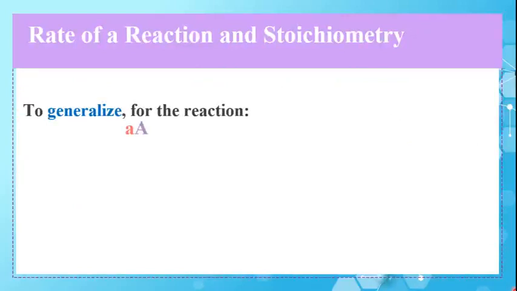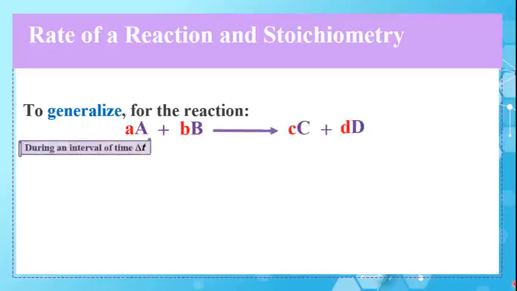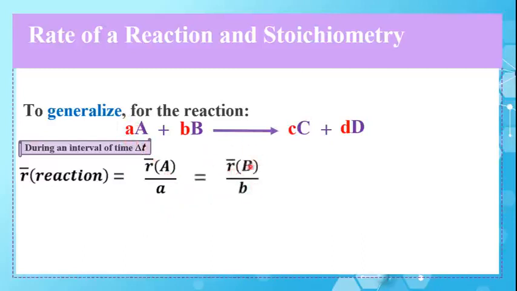So, for a reaction in which the reactants and the products have stoichiometric coefficients different than 1, during an interval of time delta T, the average rate of the reaction is equal to the average rate of disappearance of reactant A over the stoichiometric coefficient a, equal to the average rate of disappearance of reactant B over the stoichiometric coefficient of B, which is small b, equal to the average rate of formation of C over the stoichiometric coefficient c, equal to the same for the product D.